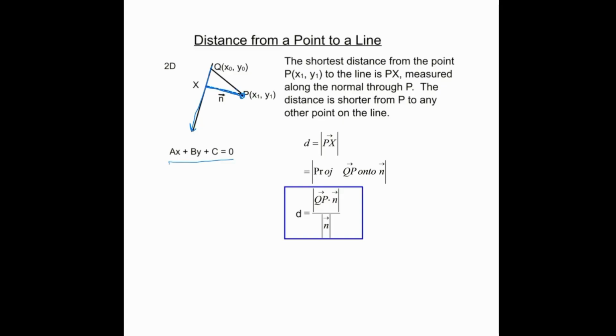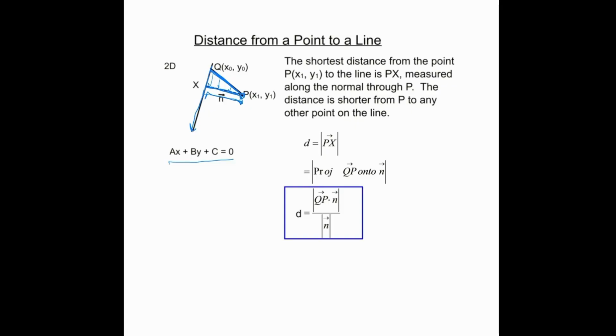So we know that the distance that we're looking for is the magnitude of PX. So the magnitude of this distance from here to here, or from here to here. And that distance, like I say, is just the magnitude of the line PX. Well, if we think about what we really have going on here and layer on what we know about projections, we know that we can get the magnitude of PX. We can get that by taking the projection of the other line QP. We take the projection of this line QP onto the normal n.